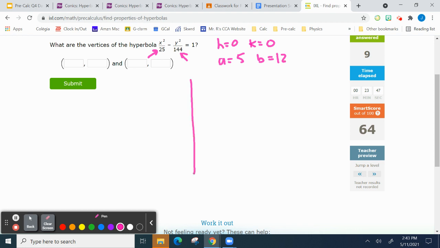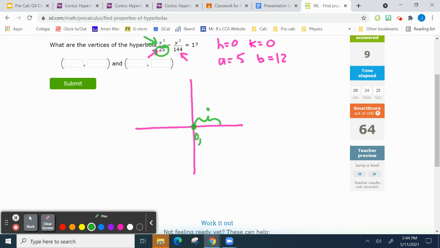So we'll graph it out. Oh, I stayed with this sort of fuchsia color. That's all right. Okay, so the center, H and K, is 0, 0. And we know it's a left and right because the X is the front term. So it's got to be a left and right. So the A is under here, right? And the A is 5. And the A is the distance from the center to the vertex. So we're going to go 5 here.